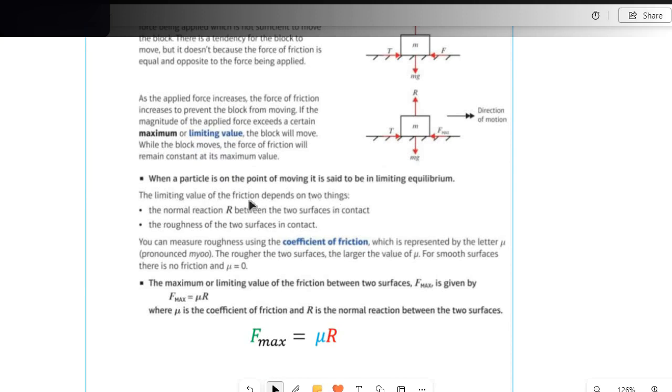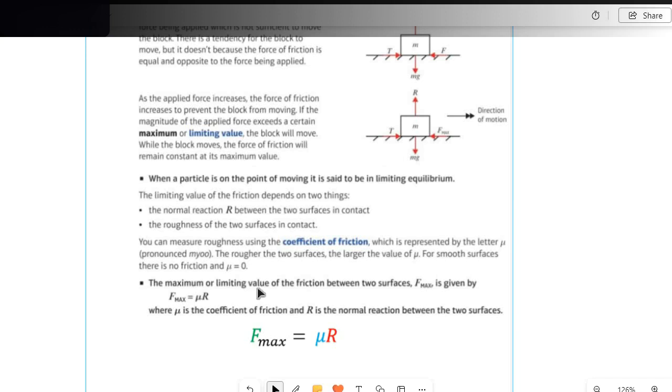The limiting value of the friction depends on two things: the normal reaction R between the two surfaces in contact and the roughness of the two surfaces in contact. You can measure roughness using the coefficient of friction, which is represented by the letter mu. The rougher the two surfaces, the larger the value of mu. For smooth surfaces, there is no friction and mu is equal to 0.